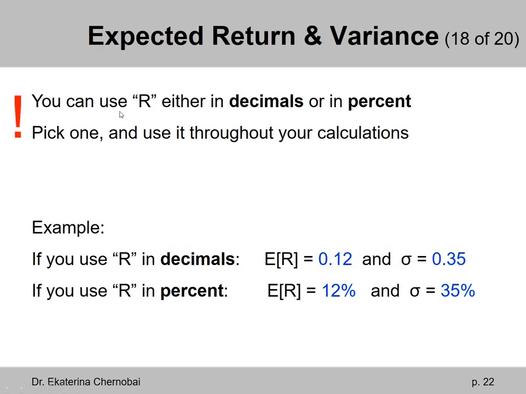You can do the calculations with all the returns and all the probabilities in decimals or in percent. Just pick one and use it throughout your calculations. Stay consistent. For example, if you use your returns in decimals, then your answers will be 0.12 for the expected return and 0.35 for the standard deviation. If you instead used your returns in percent, then the same calculations will give you 12% for the expected return and 35% for the standard deviation.